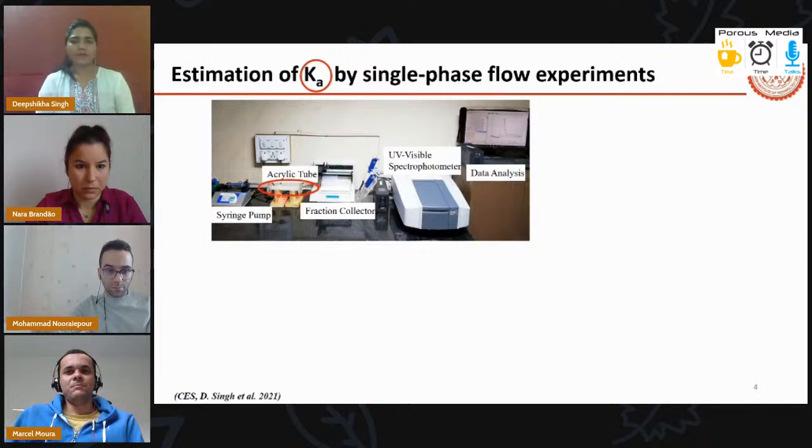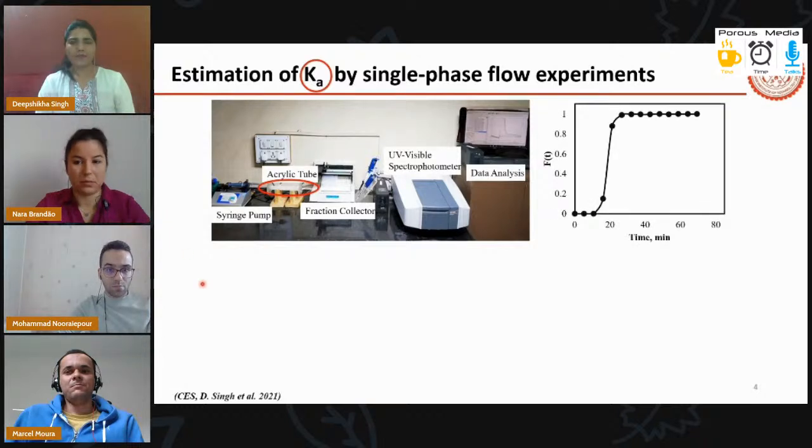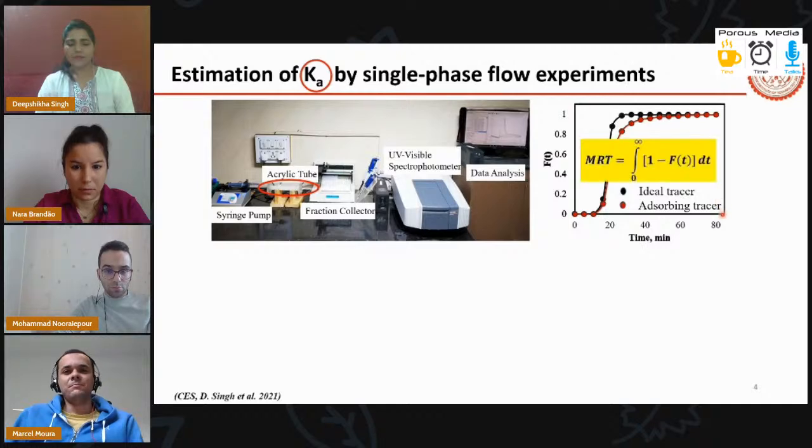During the single phase flow, at the steady state, we first inject the ideal tracer as the step input and then we inject the adsorbing tracer at the same condition and same flow rate. And then we get a slight delay in the adsorbing tracer breakthrough curve. This breakthrough curve tells us the mean residence time of the tracer inside the porous medium. Identically, we know that the first moment of the tracer should be equal to the theoretical mean residence time. Therefore, first we compare the experimentally calculated mean residence time with the theoretical mean residence time.